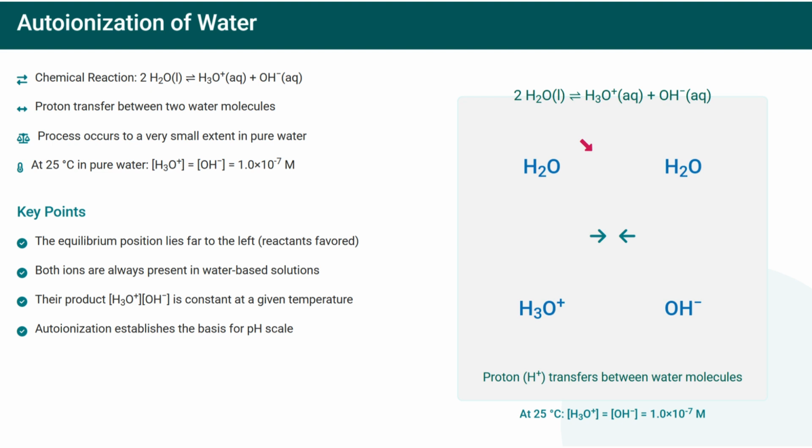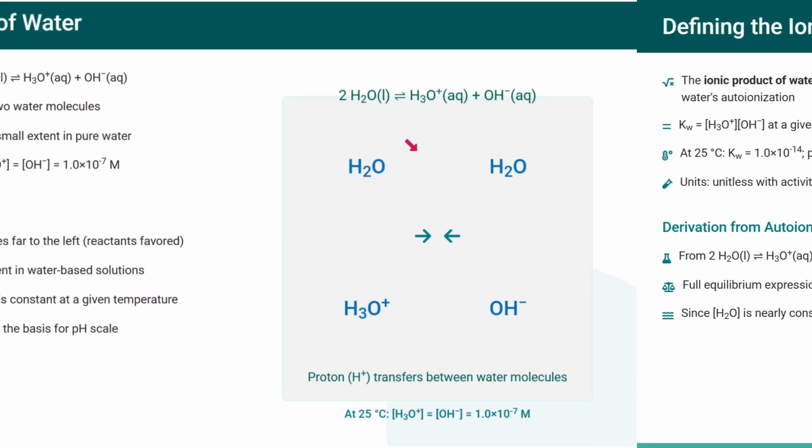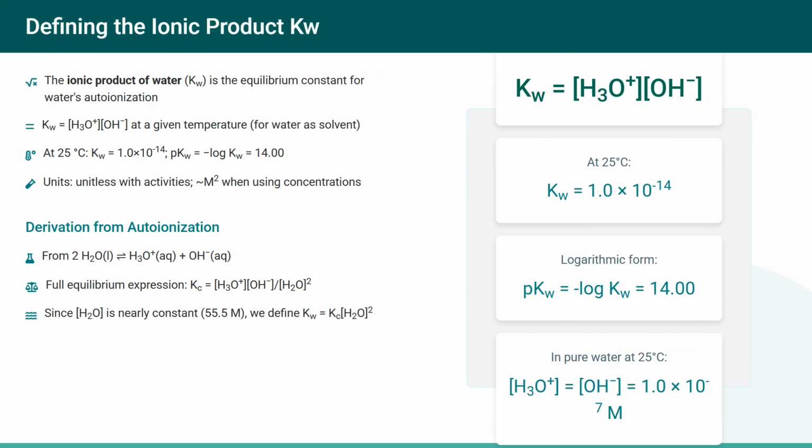To visualize this, imagine two water molecules. One acts as a proton donor, the other as a proton acceptor. After the transfer, you're left with one hydronium ion, H3O+, and one hydroxide ion, OH-. And remember, at 25 degrees Celsius, both of these ions are present at a concentration of 1.0 times 10 to the negative 7 molar. Now, let's define the ionic product of water, Kw.